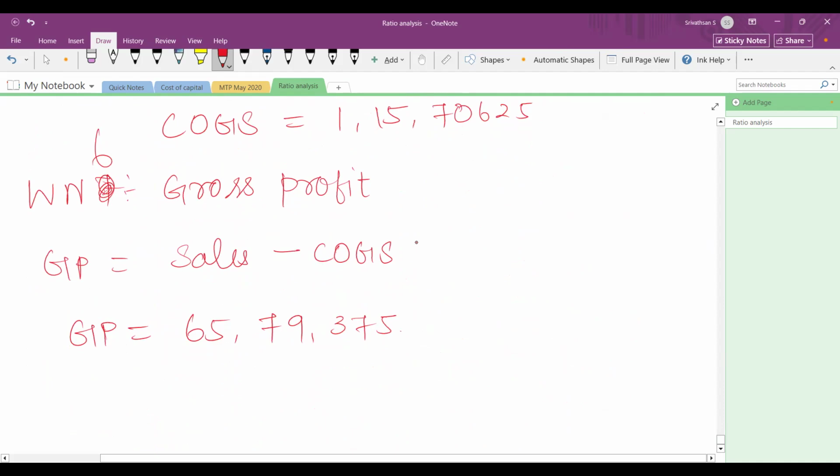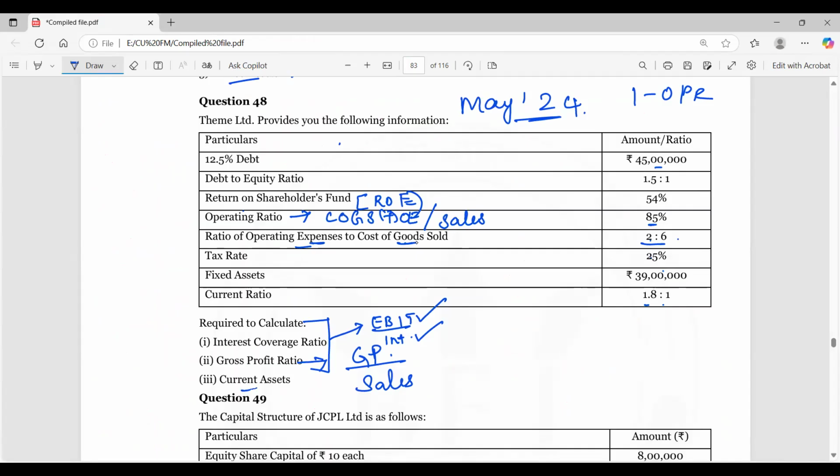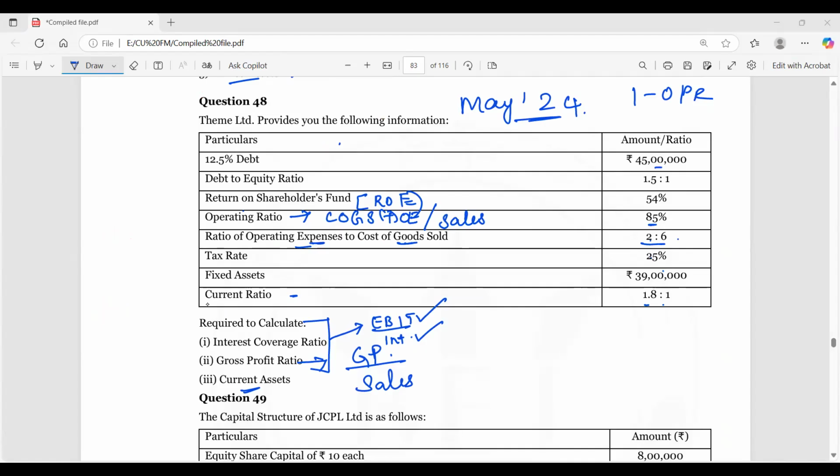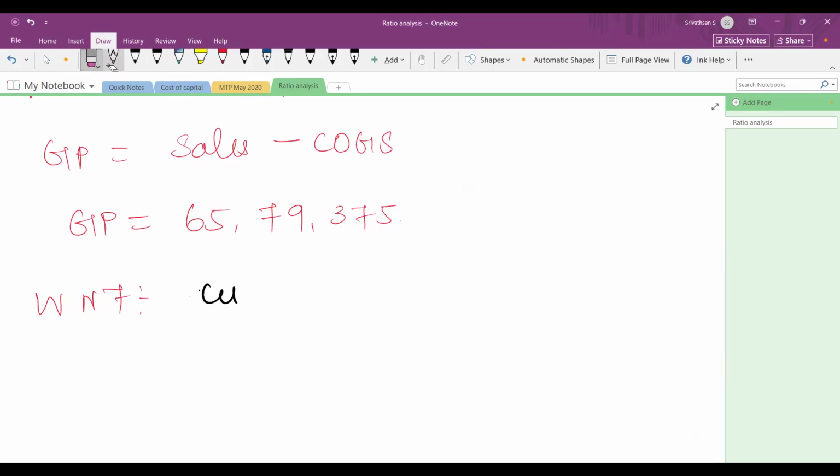Till this point, everyone understood? Any doubt? Clear? Now, what is the last requirement of the question? To calculate current asset, for which we can use which ratio? Current ratio is given 1.8:1. For this, we have to use the balance sheet figure actually. Working note number 7. Listen. First, write down the name of the working note. Working note 7, calculation of current liability and current asset. You write it as current liability.